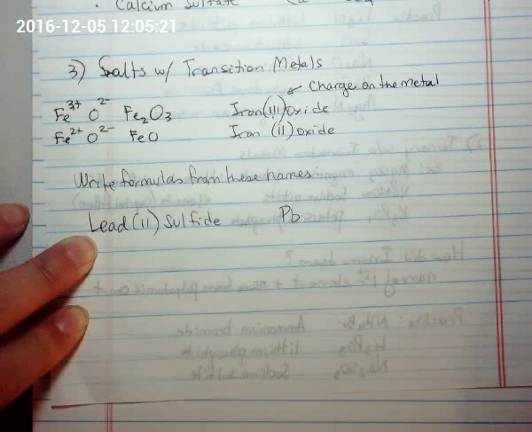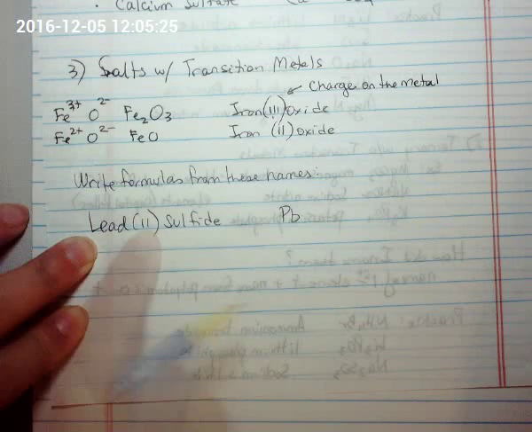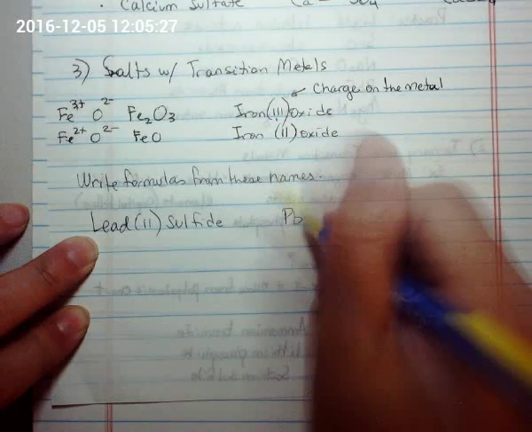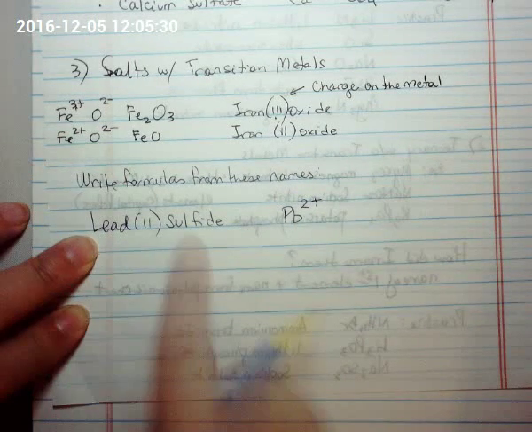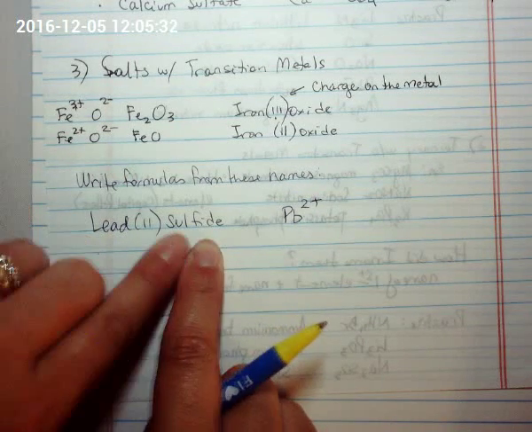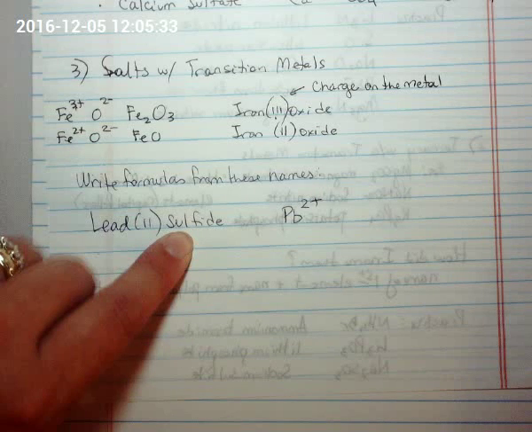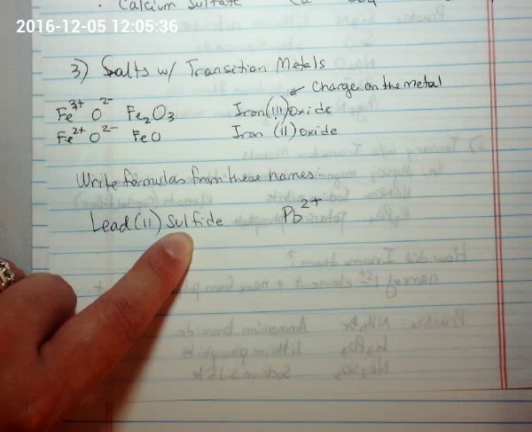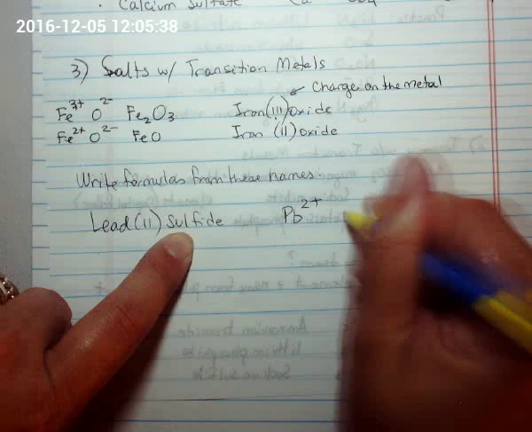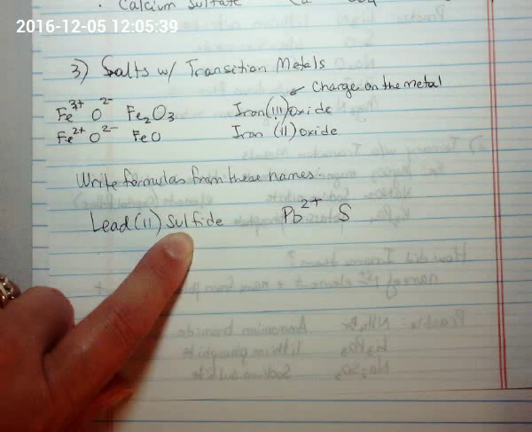You don't have to memorize the charge for a transition metal because it's right there under your nose. That's what the Roman numeral is. So this is lead 2+. All right, what about sulfide? Is it on this polyatomic ion table, or is it just the element? It's just the element. What's the charge on sulfur? 2-.